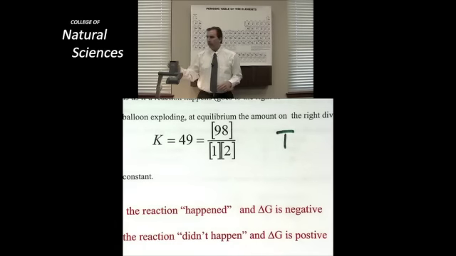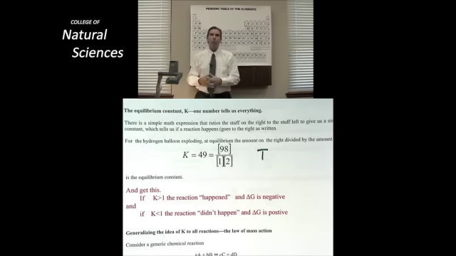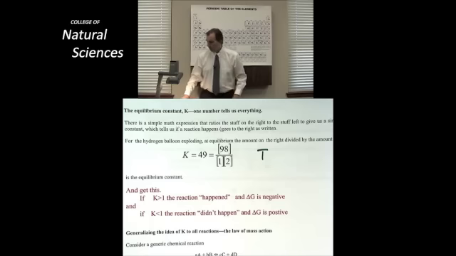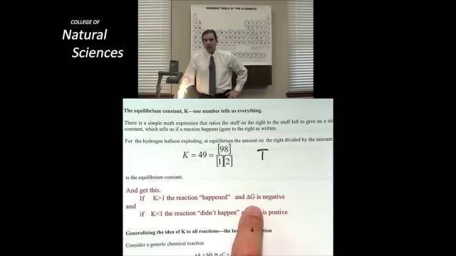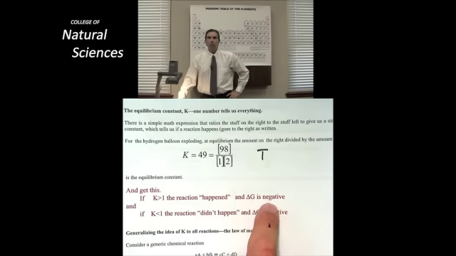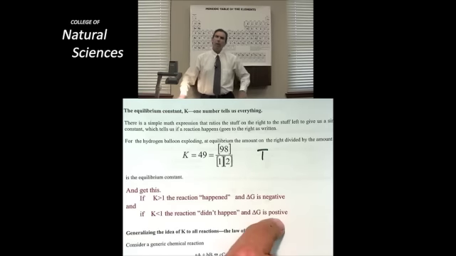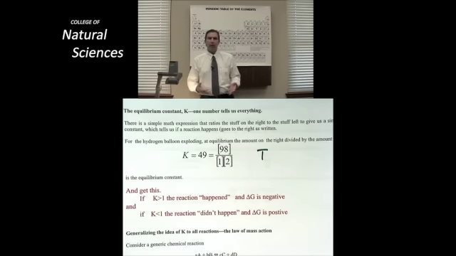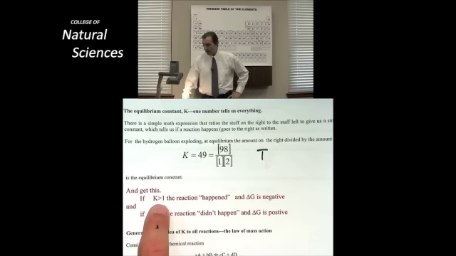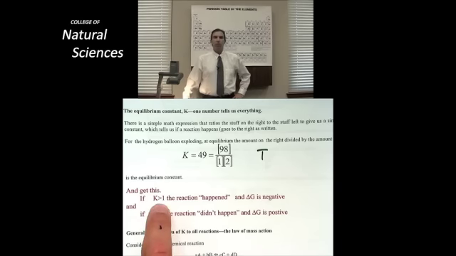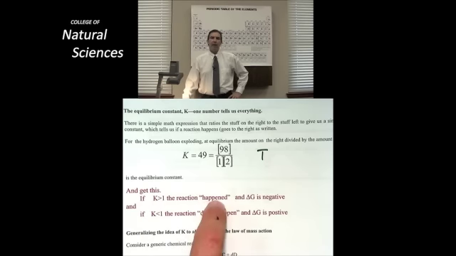One of the things that's interesting about this is that I now have a new way to talk about whether a reaction has happened or not. We learned from thermodynamics that delta G is negative when a reaction happened, and that delta G is positive when a reaction didn't happen. Well, what can we say about K and whether a reaction has happened or not? Well, it makes sense that if I end up having K greater than 1, a reaction happened. If K is less than 1, then I say a reaction didn't happen.